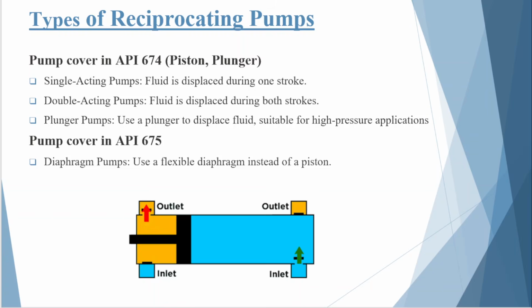Finally, we have the diaphragm pump. Instead of directly moving the liquid with a piston, a flexible diaphragm deforms and displaces the fluid. Since the liquid remains completely isolated from the mechanical components, diaphragm pumps are ideal for toxic chemicals, corrosive fluids, acids, hazardous liquids, and pharmaceutical applications. These pumps generally follow API 675, which covers controlled volume metering pumps.